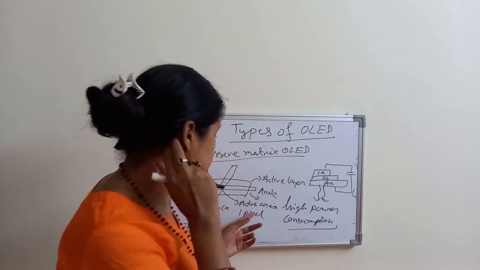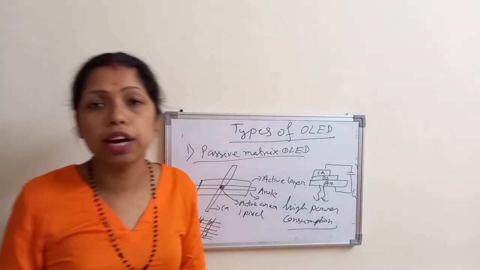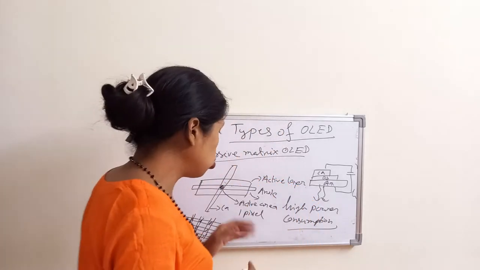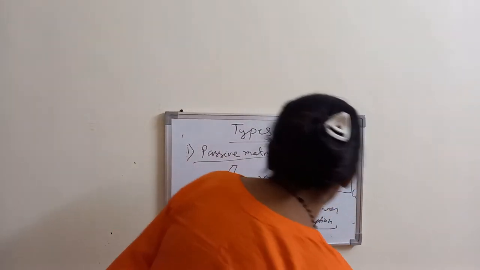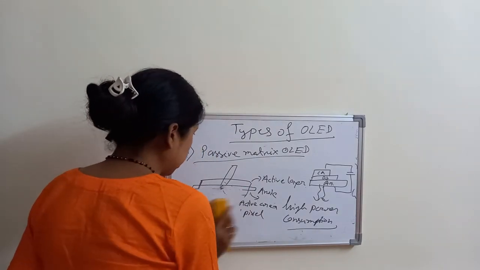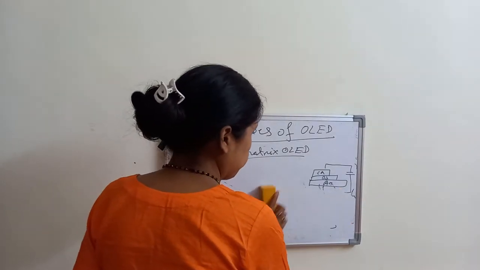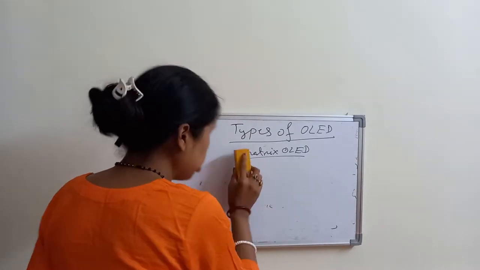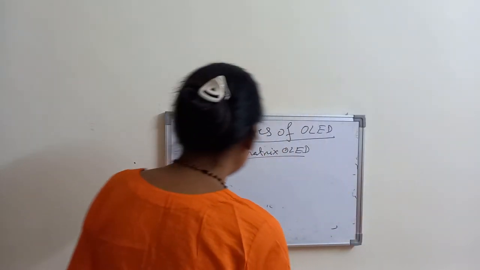The main advantage is that the circuit is simple, but the disadvantages are that the driver circuit is complex and there is high power consumption. Nowadays, you have to design technology which can give low power consumption. So due to the high power consumption, the next OLED was designed, that is the active matrix OLED.